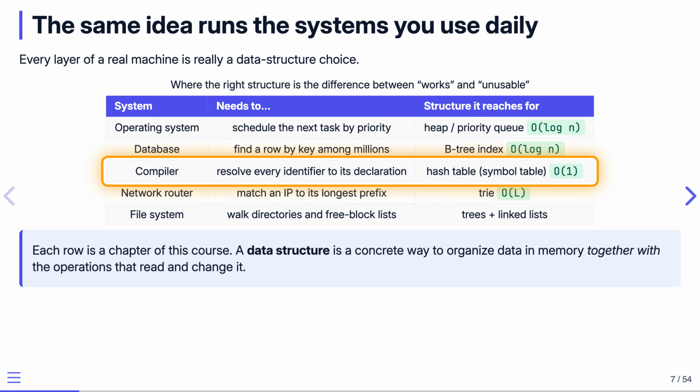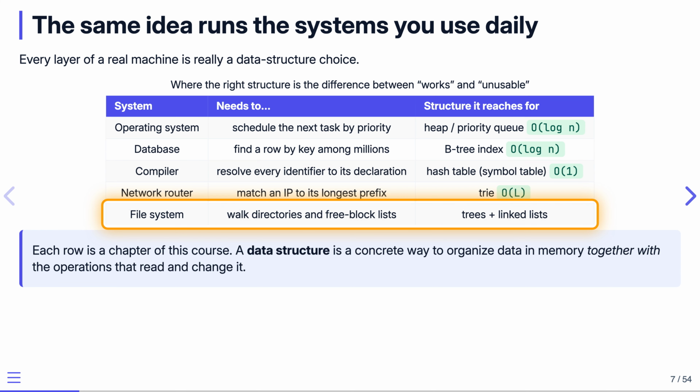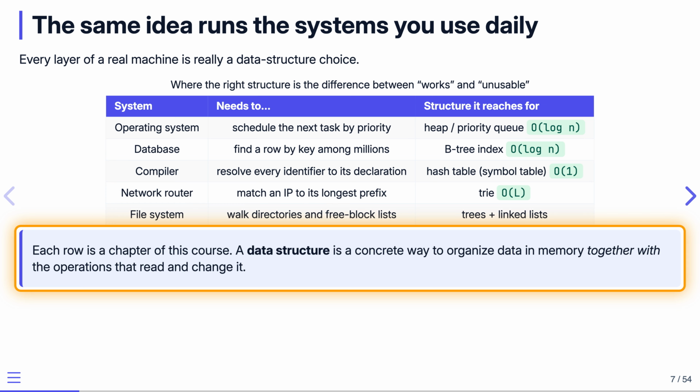A compiler must match every name to where it was declared. It uses a hash table, called a symbol table, at big O of 1. A network router must match an address to its longest prefix. It uses a trie at big O of L. A file system must walk folders and lists of free blocks. It uses trees and linked lists together. Each row here is really a chapter of this course.